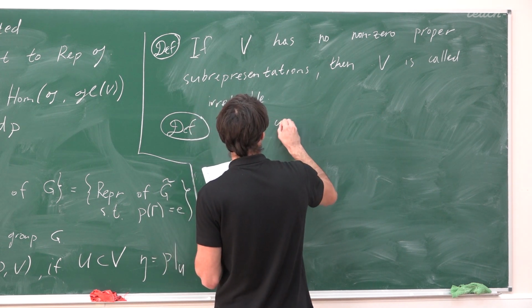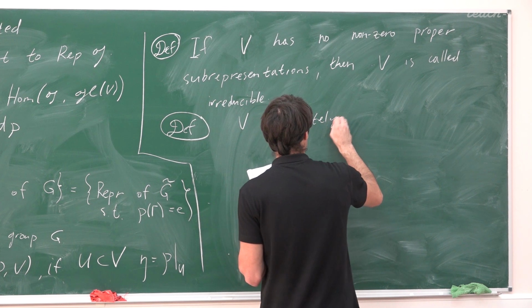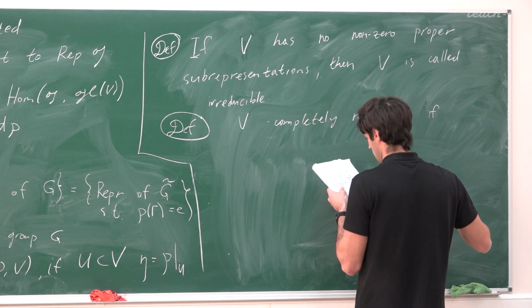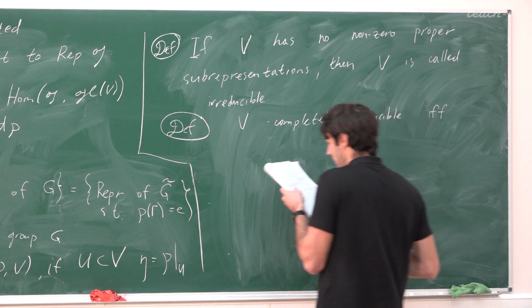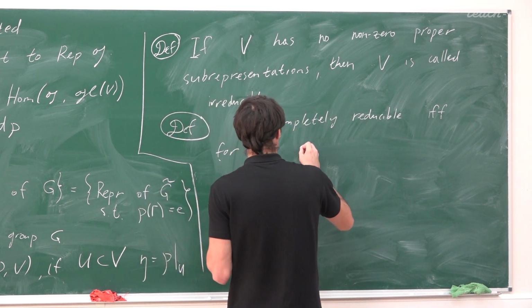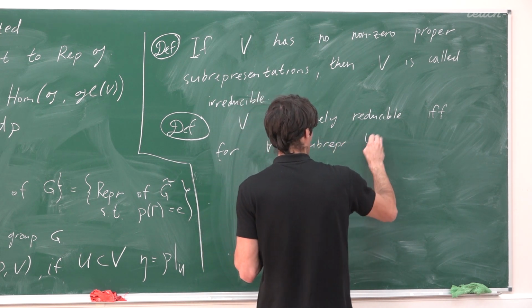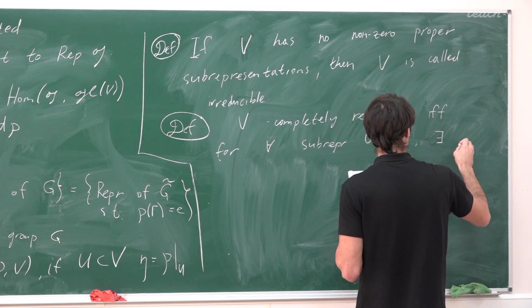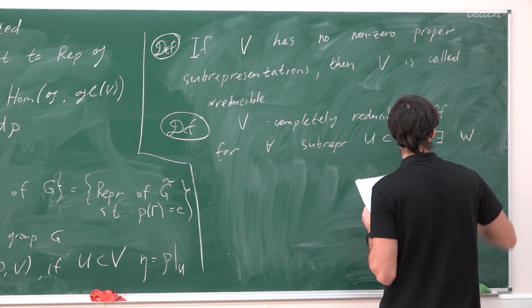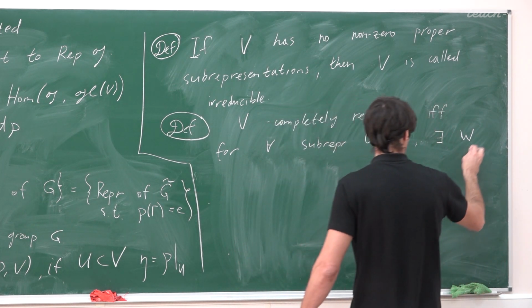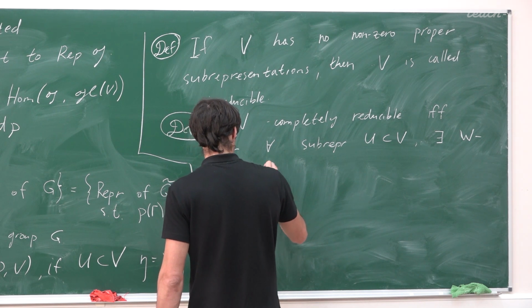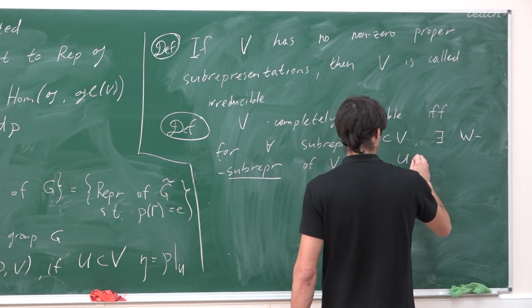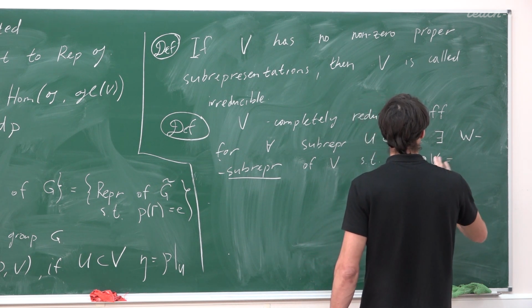V is completely reducible if and only if for every subrepresentation U inside V there exists, let's call it W, which is also a subrepresentation of V, and this is important, such that U direct sum W is V.